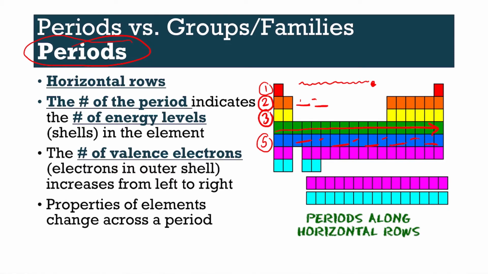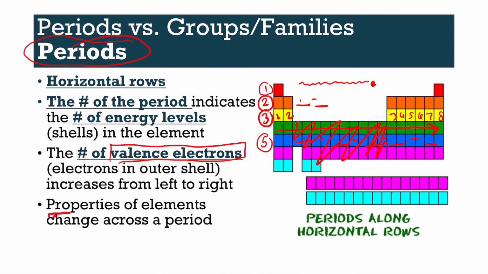And again, the number of valence electrons, or the outermost electrons, valence electrons are super important. So the number of outermost electrons increases from left to right. We'll talk about it as we move on, but forgetting this middle section, here we start with 1 valence electron. We have 2, 3, 4, 5, 6, 7, 8 valence electrons. So we'll talk more about that on the next slide.